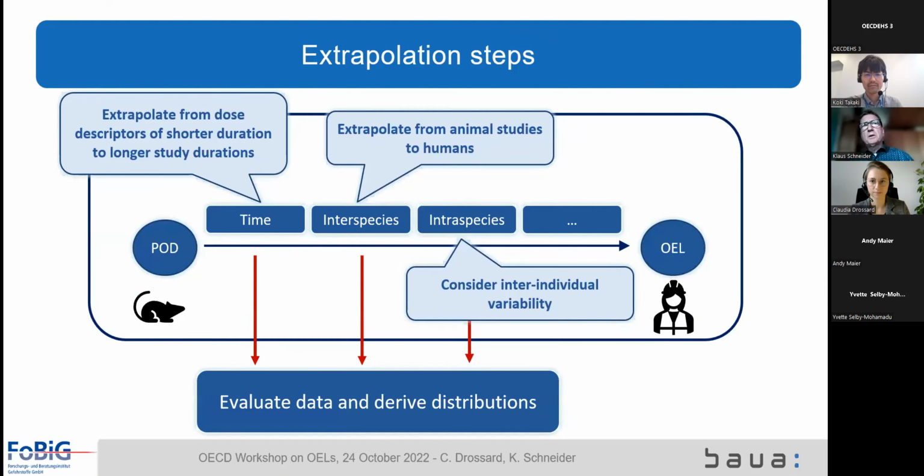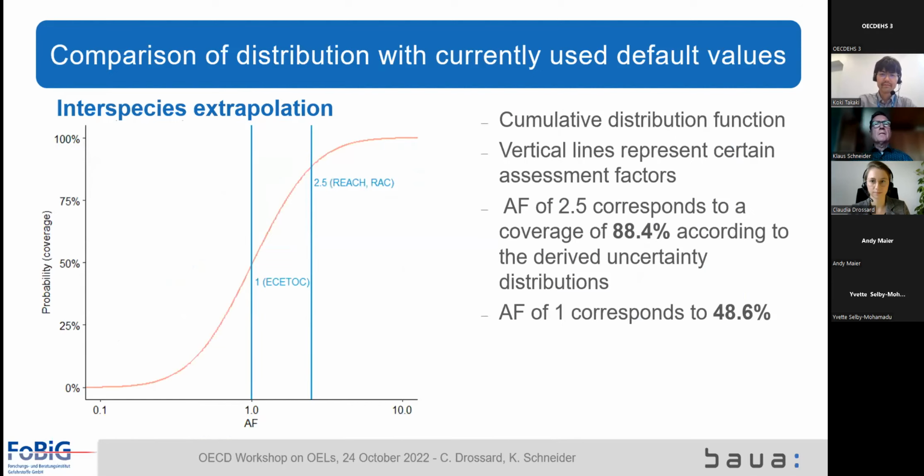So in that part, we investigated empirical data to learn more about time and interspecies extrapolation. So we compared the results from experimental studies. We evaluated these data and we derived distributions. I will show you an example. And for intraspecies extrapolation, we looked into human data and also tried to derive distributions describing that behavior. In this slide, you see one example, and this is interspecies extrapolation.